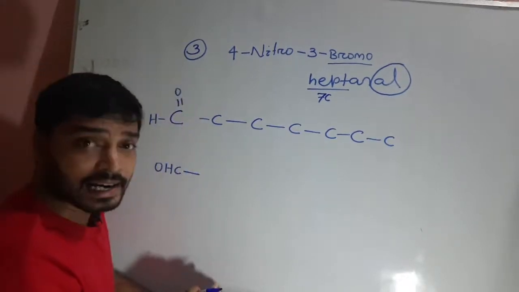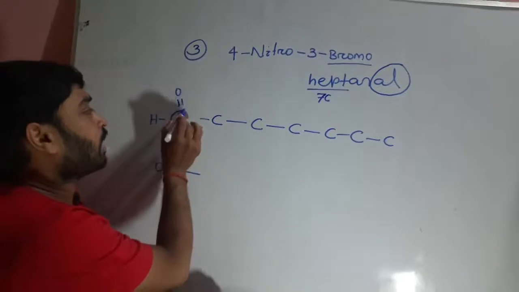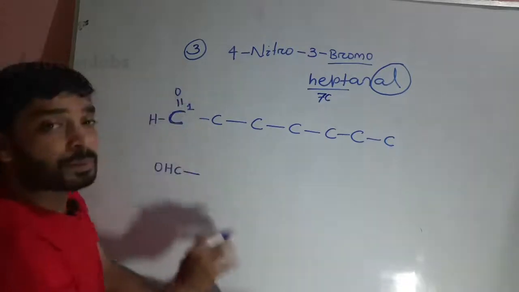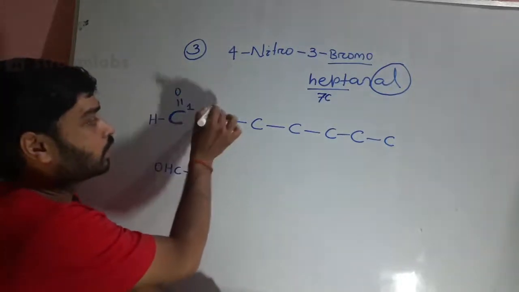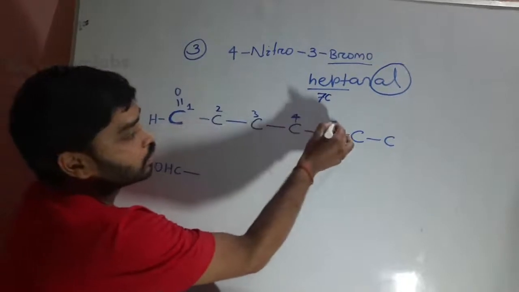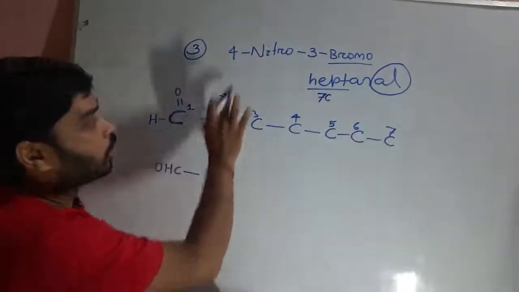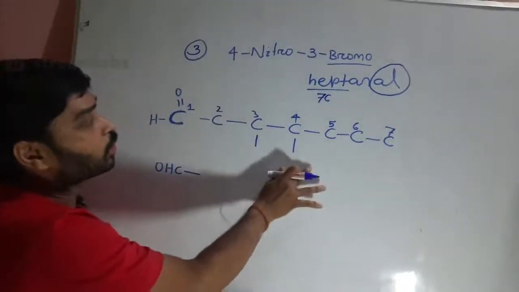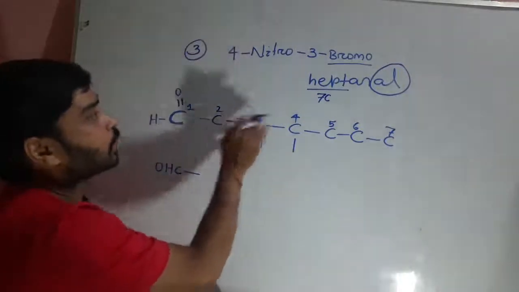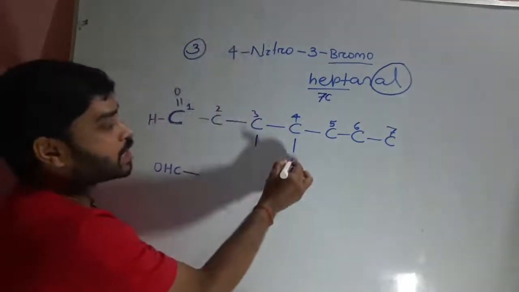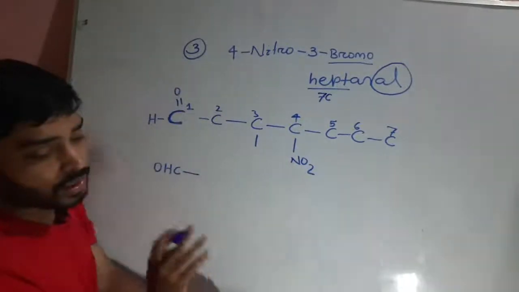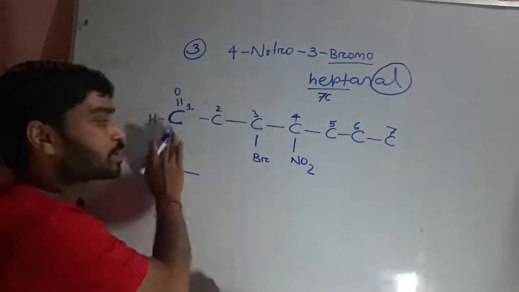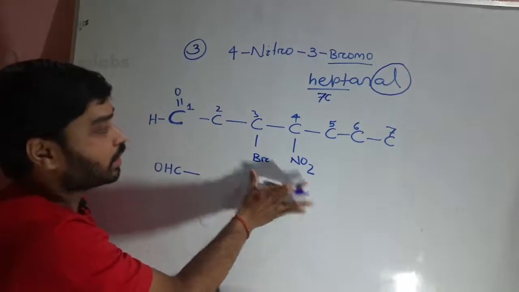It is the open structure of aldehyde, and I am numbering the carbon chain from the carbon atom of the functional group. So I am putting here number 1 position. I am going for the rest of the carbons. Now carbon 4 and carbon 3 are occupied by the substitution groups. That means the 4th carbon possesses the nitro alkane functional group, that means the NO2 functional group. And the 3rd carbon has the bromo functional group.